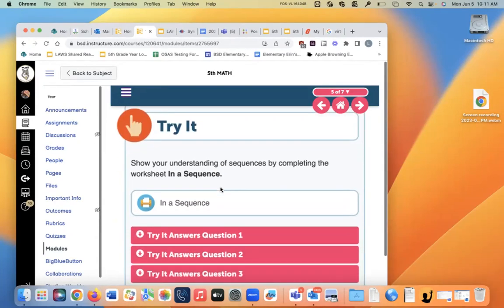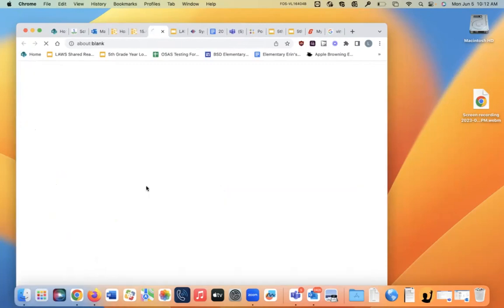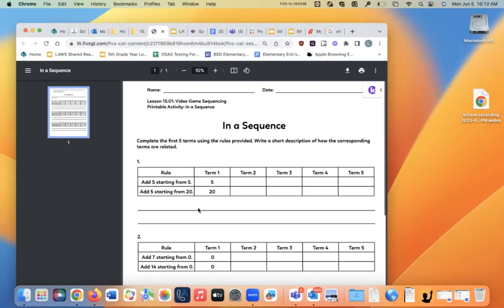Now you got to create some on your own. Show your understanding by completing the worksheet in a sequence. This is not the assignment for the lesson. This is practice, but it's good practice. So you should open it up and give it a try. Add 5 starting from 5. So here you go, 5, 10, 15, 20, 25, right?